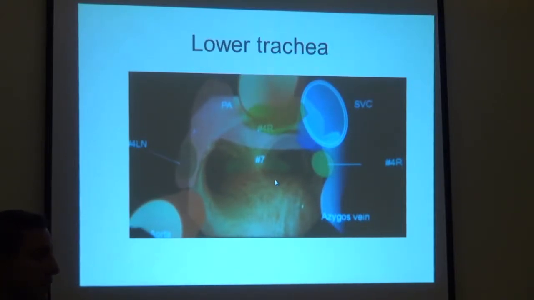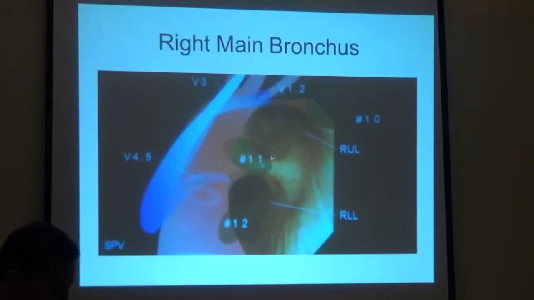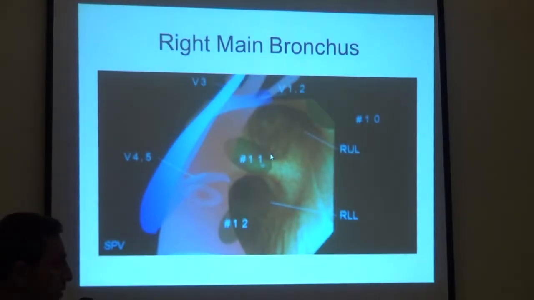And that would be very easy to define on the carina exactly here, okay? So you use vascular structure to tell you where your 4R and 4L nodes are. You're still in the lower part of the trachea, and you use your endoscopic view to get to the subcarina. This is on the right side. It's also similar on the left.